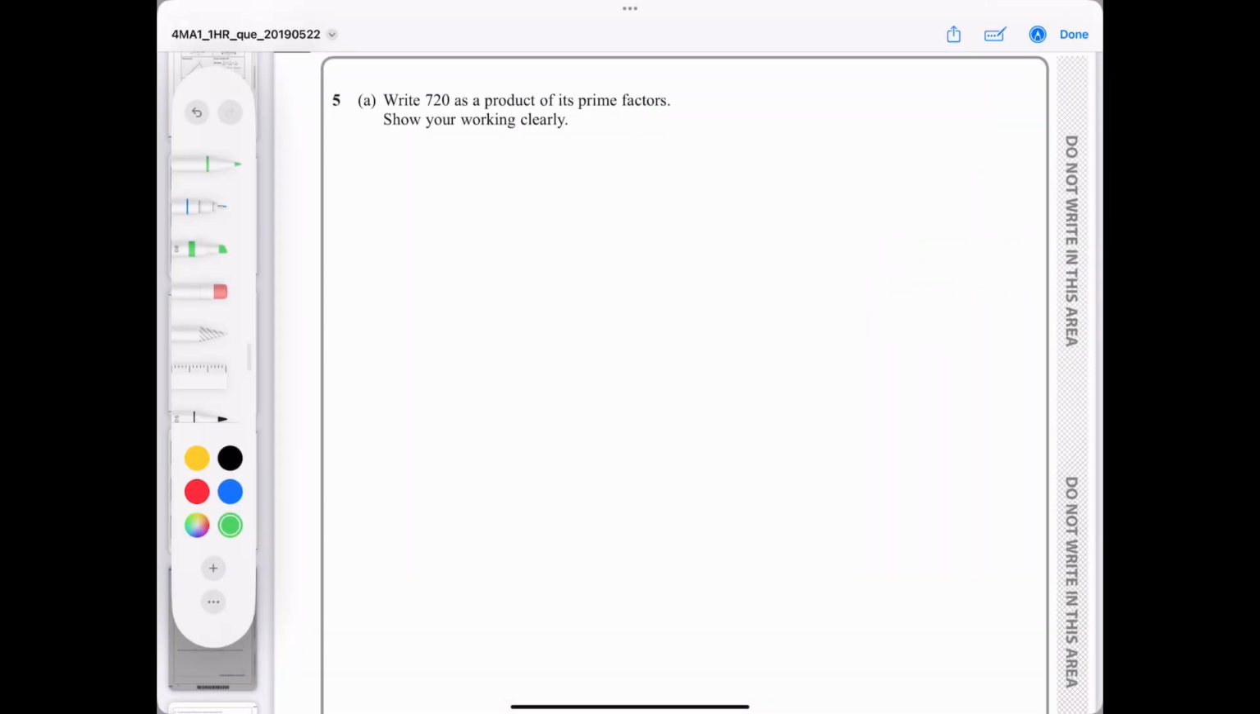Okay, we're back with an IGCSE paper, also from June 2019, but from a different region. And now we've got: write 720 as a product of its prime factors. So it's 720.